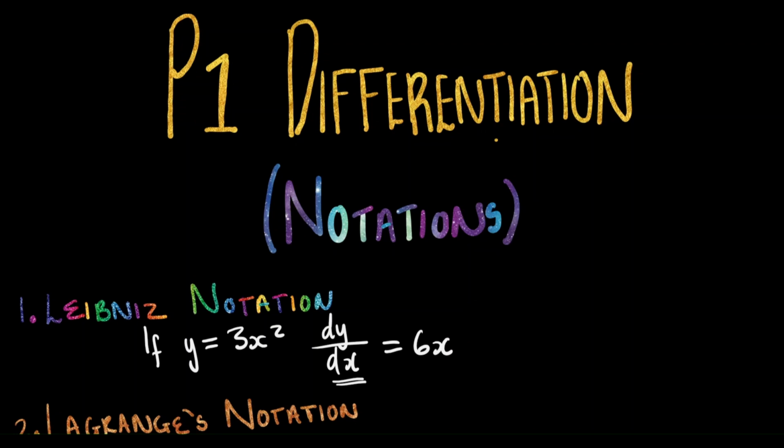If you want to differentiate the second time and get the second derivative, you now write it as d2y over dx squared, okay? So it's d2y dx squared. It is now just equal to 6. We'll differentiate, and that's what we get.